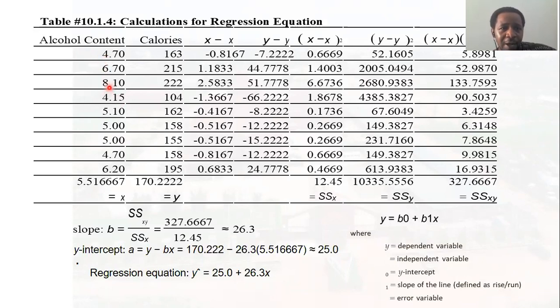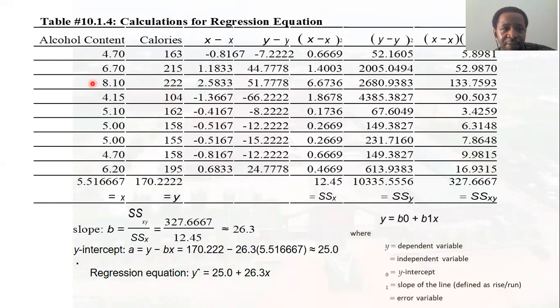You add up all these values. When you add it up and divide it by the number of what? The number of, there is 1, 2, 3, 4, 5, 6, 7, 8, 9. We have 9 variables here. And then you divide it by 9, you will get what? 5.5166.